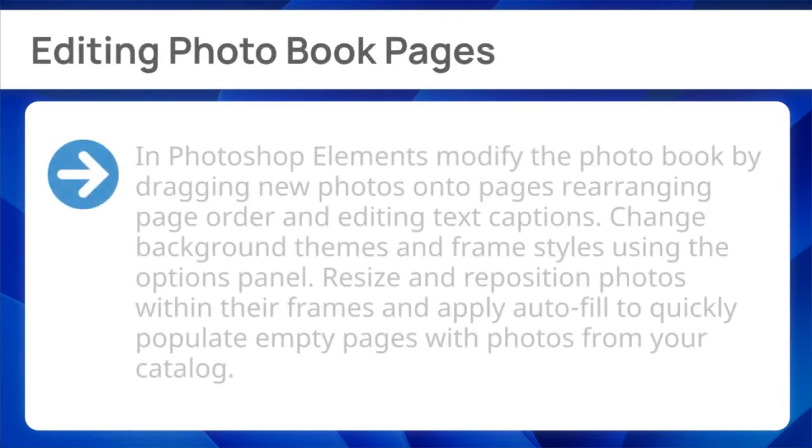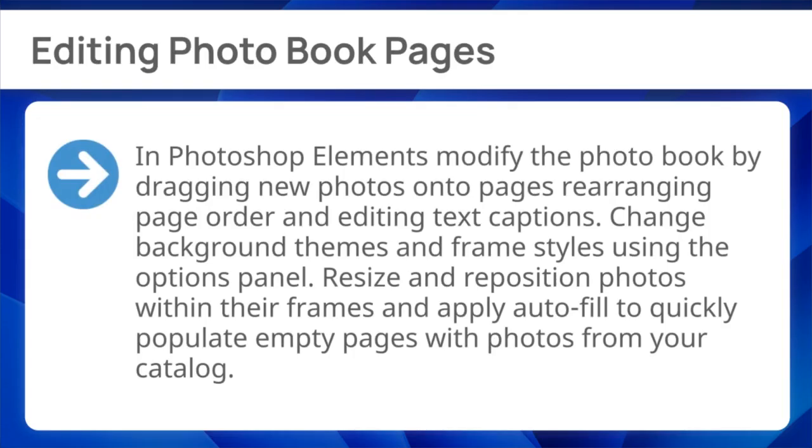Next, editing photo book pages. In Photoshop Elements, modify the photo book by dragging new photos onto pages, rearranging page order, and editing text captions. Change background themes and frame styles using the Options panel. Resize and reposition photos within their frames and apply autofill to quickly populate empty pages with photos from your catalog.